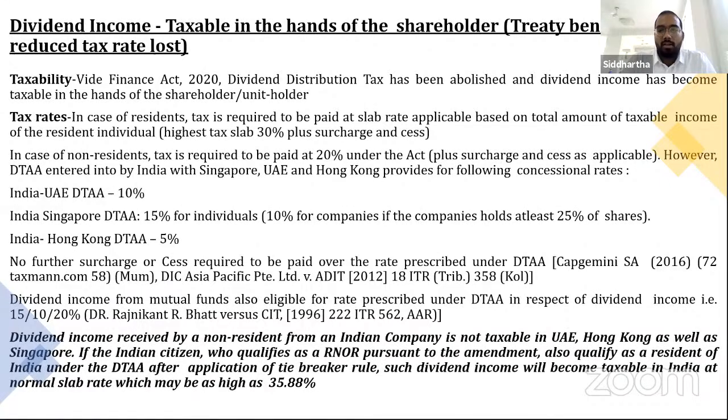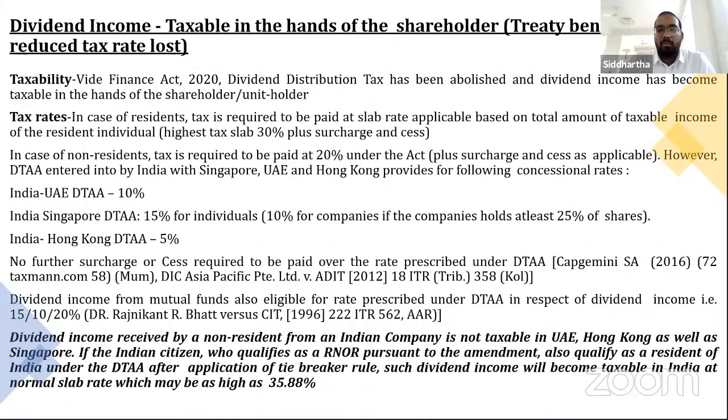So in this case, since your income is exceeding 15 lakh to become a non-ordinary resident, your dividend income will be liable to tax at the rate of 30% plus applicable surcharge and cess. So earlier, when you were non-resident, you were paying only 20% plus applicable surcharge.